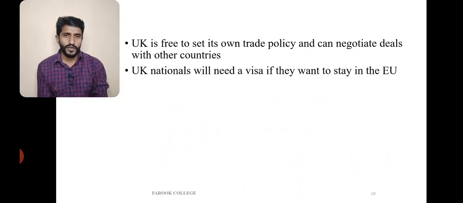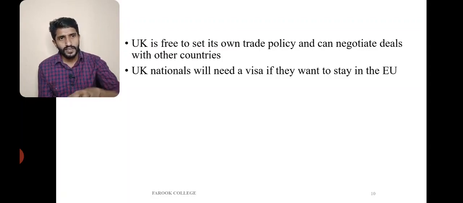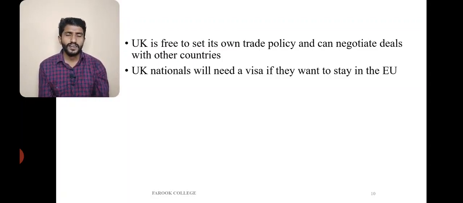So after this, what happened? UK became free from the European Union, and they started making their own trade policy, and they made negotiations with other countries, and they can also follow different tariff and non-tariff barriers with other countries. Before, when it was a part of the European Union, there was no need of visas to go from UK to the European Union. But now there is a need.